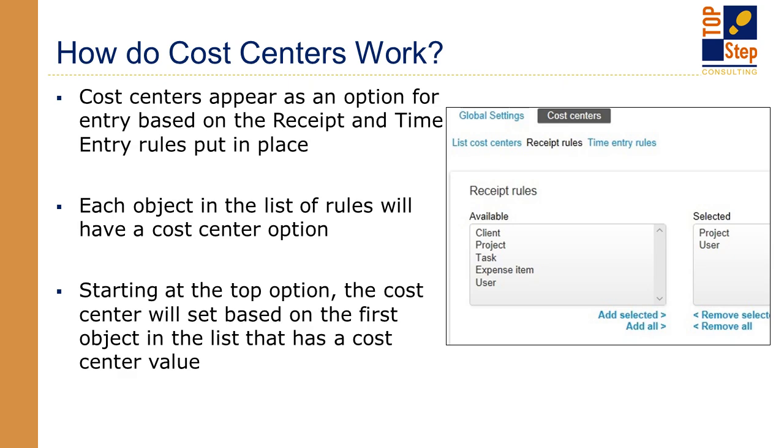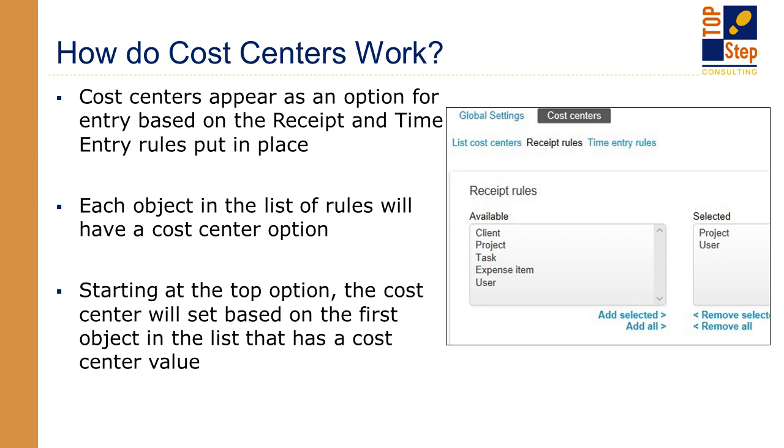How do cost centers work? Well, once cost centers are created in the system, you can create rules on how the expense receipts and the time entries will be allocated to the cost centers. So rules can be based on any of the objects available on the list. And when a receipt or time entry is saved, it will be checked against the selected items in that order. So if the receipt or time entry matches a selected item that is associated with a cost center, then that cost center will be assigned to the receipt.